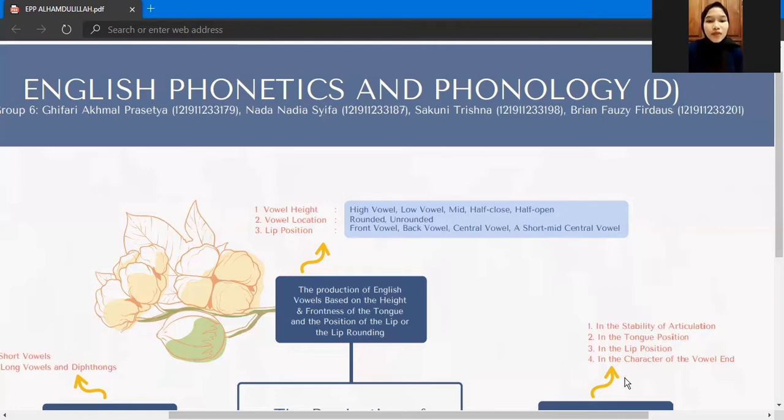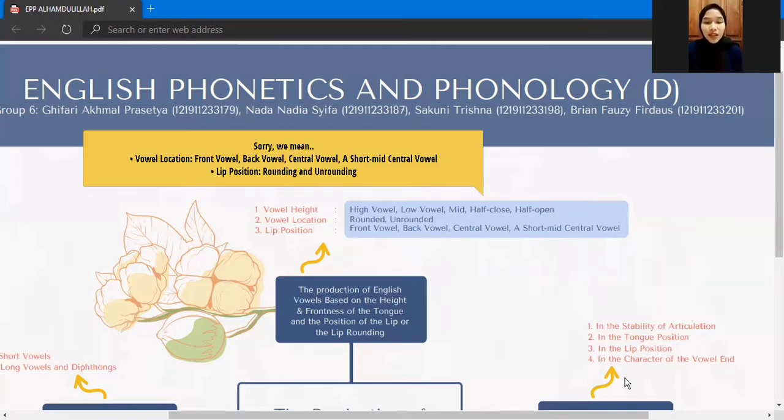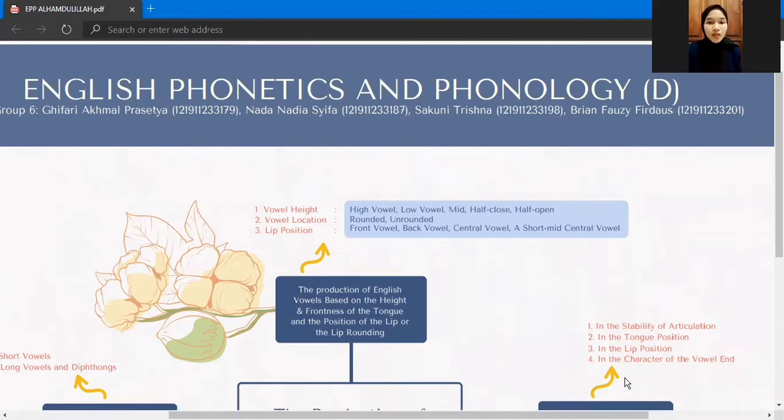The second one is vowel location. The location of a vowel refers to the part of the tongue which is highest in the production of the vowel. Front vowels such as E are produced by raising the front of the tongue towards the hard palate. Back vowels such as U are produced by raising the back of the tongue towards the soft palate.